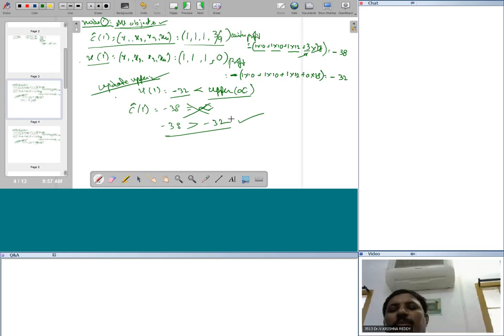Minus 38 is greater than minus 32. Minus 38 is greater than minus 32, isn't it? If it is, yes, then we have to kill node 1 as per the bounding function.